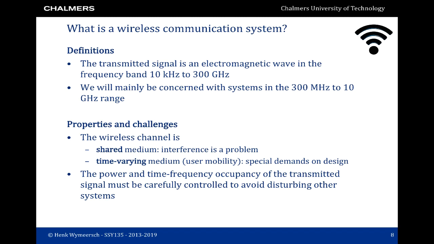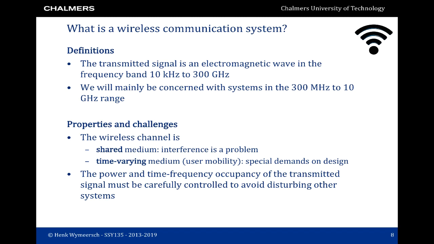So wireless communication systems are characterized by frequency bands ranging from very low frequencies, around 10 kHz, to very high frequencies, around 300 GHz. In this course, we are mainly concerned with systems ranging from 300 MHz to about 10 GHz in carrier frequency. So it is important to consider that communication systems below 300 MHz or above 10 GHz are actually behaving differently from what we are describing in this course.